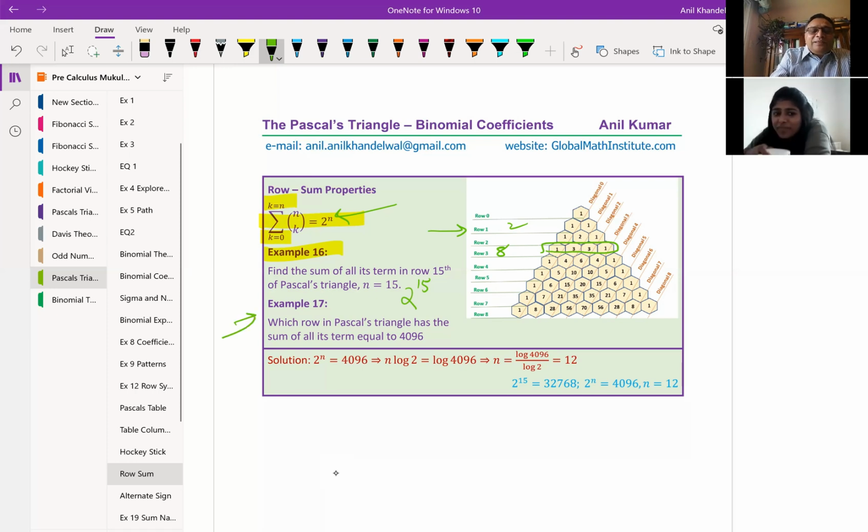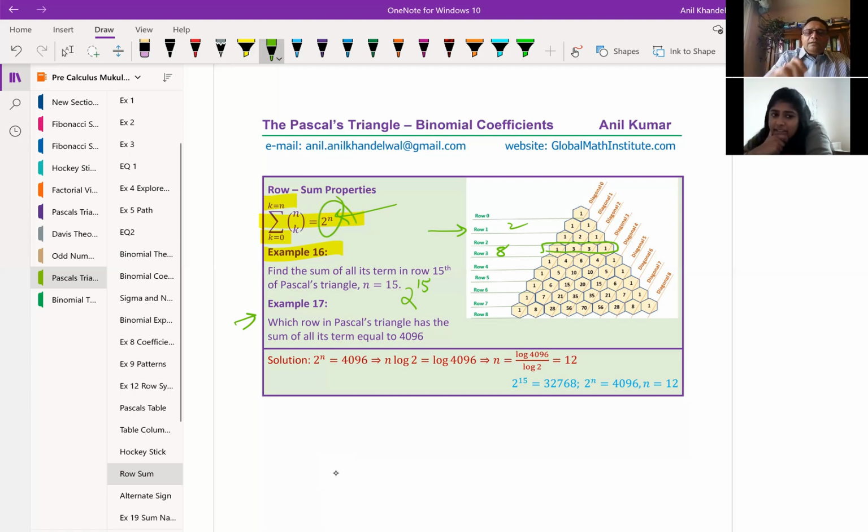Question number 17, please. Can you read and answer? Which row of Pascal's triangle has the sum of all its terms equal to 4096? Correct. Since we are in Pascal's triangle, we'll use this formula. Is that clear to you?